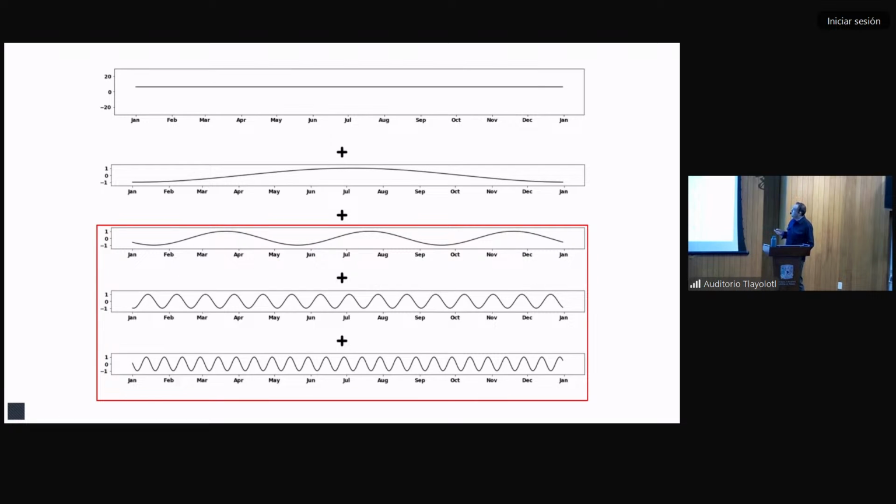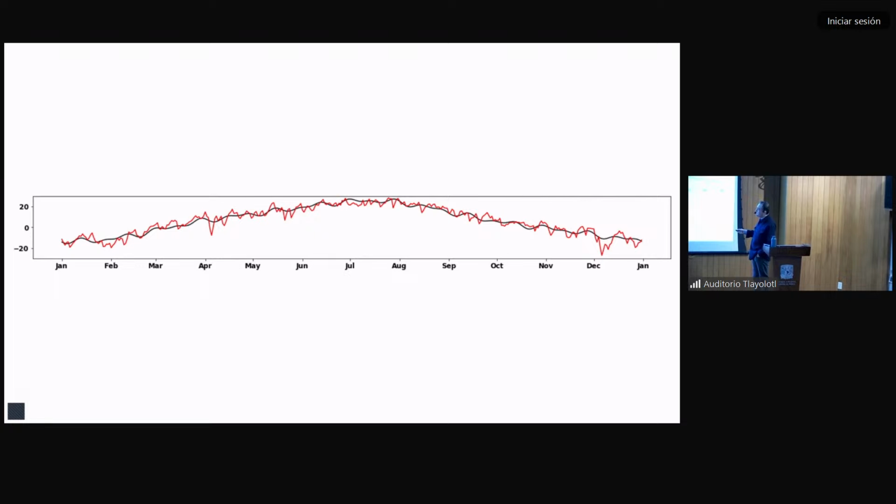So if we get the two original lines, the horizontal and the seasonal cycle, and we add more waves to that sum, we'll end up with something that looks more and more similar to the original time series. So our explanation of what's happening in this time series might be related to some kind of oscillations. We must discover what those oscillations are. And if we keep going, probably we will get closer and closer to the original time series.